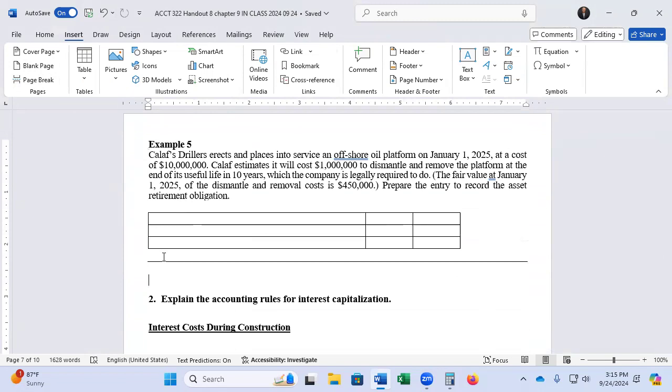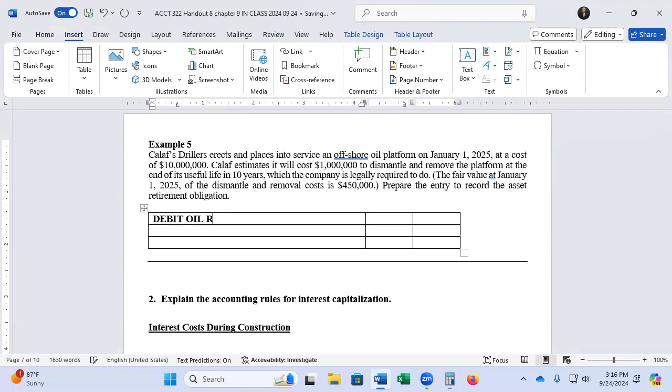Caliph Drillers erects and places into service an offshore oil platform on January 1, 2025 at a cost of $10 million. Caliph estimates it will cost $1 million to dismantle and remove the platform at the end of its useful life in 10 years when the company is legally required to do so. The fair value at January 1, 2025 of the dismantle and removal cost is $450,000. So relatively straightforward here again.